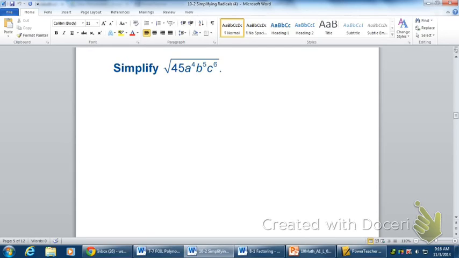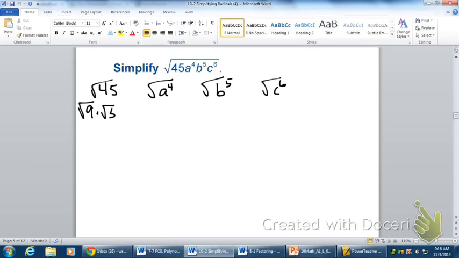Exact same thing. I'm just going to break up my bases. So I'm going to break this up into the square root of 45, the square root of a to the 4th, the square root of b to the 5th, and the square root of c to the 6th. All I'm doing is breaking these things up, all right? How would you do the odd number? We'll get to it. Now, square root of 45. How do we do that? 9 and 5, because 9 is a perfect square. So the square root of 9 times the square root of 5 will give me 45. Then simplify that even more, you get 3 times the square root of 5. Does that make sense? All right.